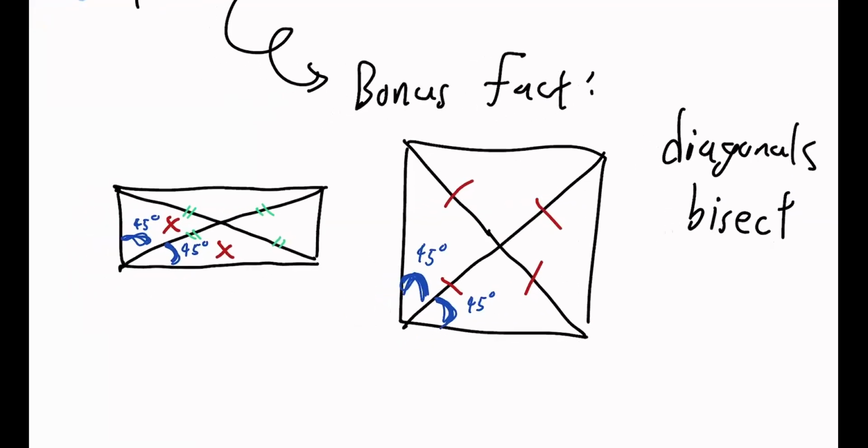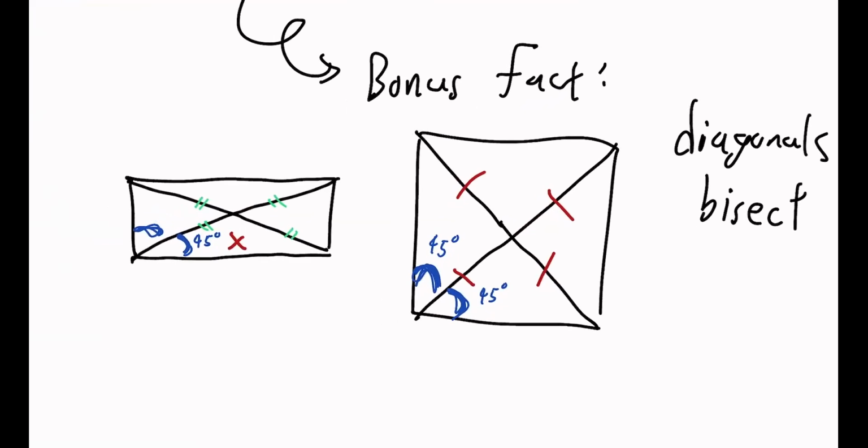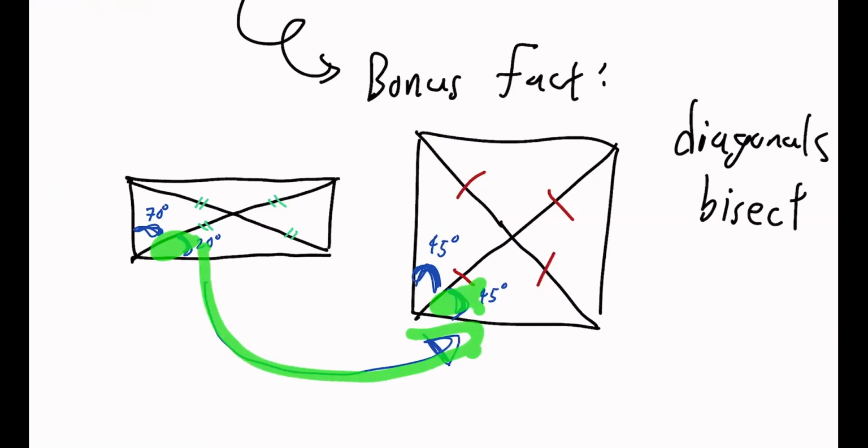You see, previously, I better not write 45. I will put in some actual angles. Let's say, for example, 20 degrees, and the other must be 70. In order for a rectangle to turn into a square, this corner angle here must change itself into 45 degrees. Does it make sense?